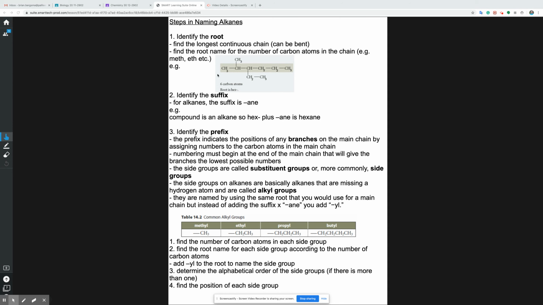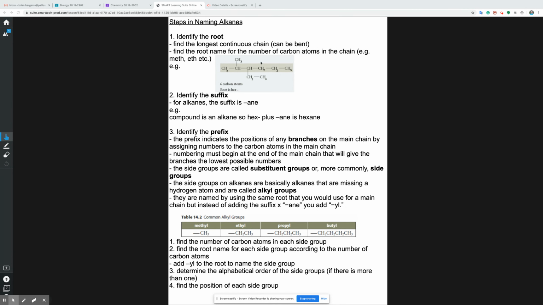The worst habit we kind of get into is just making whatever's in the horizontal our longest continuous chain. But sometimes it gets way longer. If this branch came off this carbon, now that would be part of our longest chain. So find the longest continuous chain, which then tells us the root name of that chain. In this case, there's 6 carbons, so our root name is hex. Okay, hex for 6.